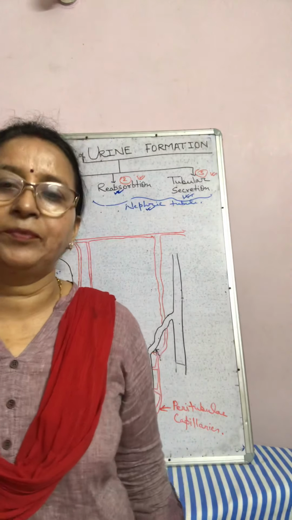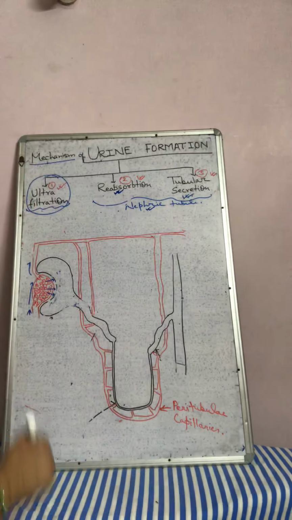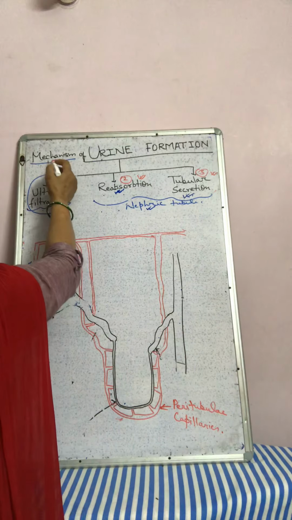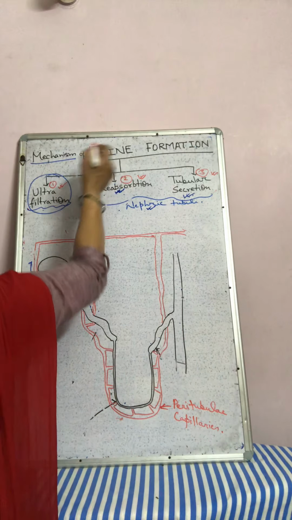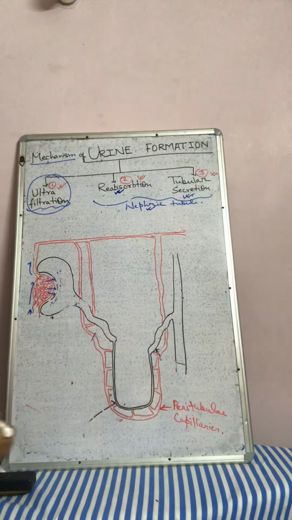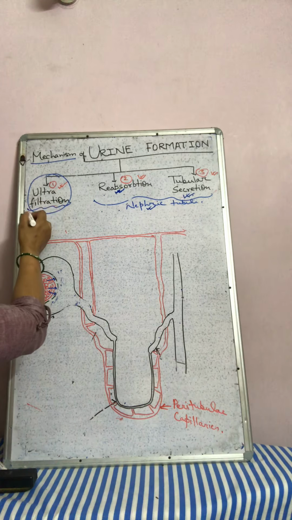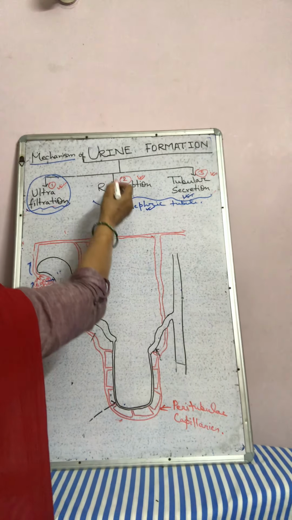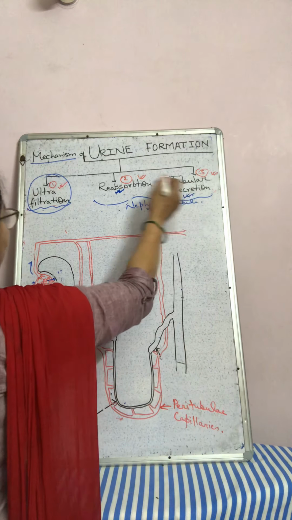Class 10 students, in the topic of life process, we were discussing the mechanism of urine formation. To understand the process, it can broadly be divided into three parts. The first part is ultrafiltration, which was already discussed in the previous class. Now we have to discuss reabsorption and tubular secretion.